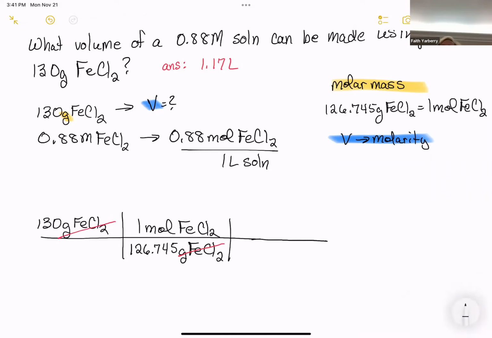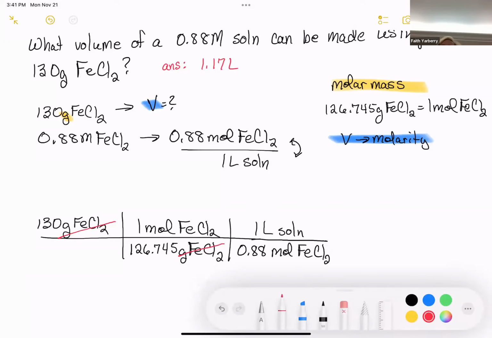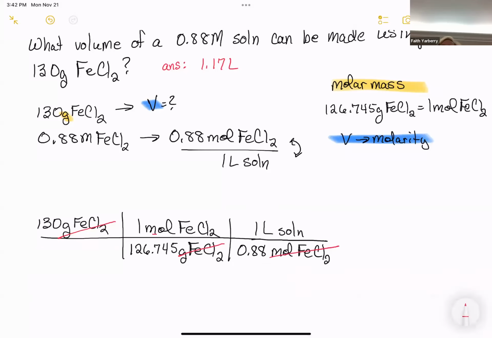Now we can use our molarity, but in order to use this molarity, we are going to need to flip it over so that the moles are in the denominator. So the 0.88 moles of FeCl2 will need to go into the denominator, with the 1 liter of solution going into the numerator. The reason that we had to flip it over is so that the unit and the substance of moles of FeCl2 would cancel, and that left liters of solution.